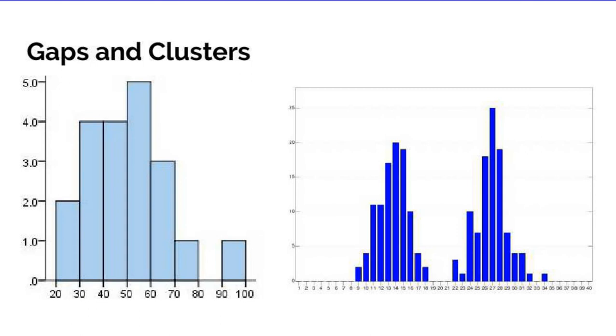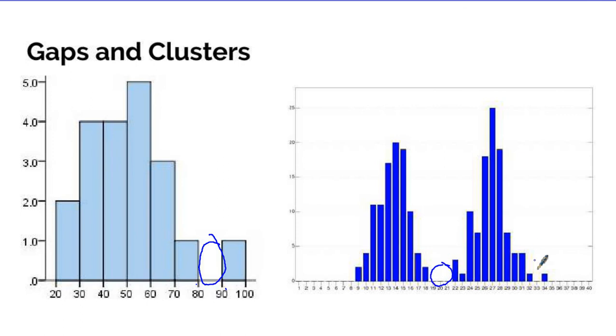And then sometimes in data we have what we call gaps or clusters. So this right here would be an example of a gap. All right, in this histogram, there's a bunch of numbers from 20 to 80, and then there's numbers from 90 to 100, but from 80 to 90 there are no numbers. So like if this were test scores, all these people got F's, D's, C's, a couple people got some A's, but there were no B's. Okay, that would be called a gap in the data.